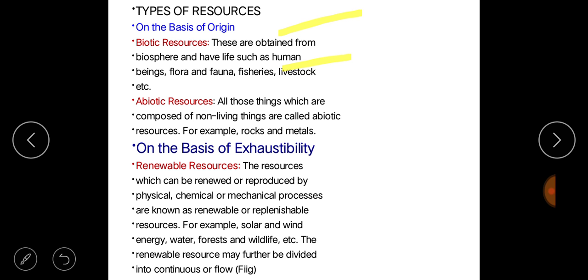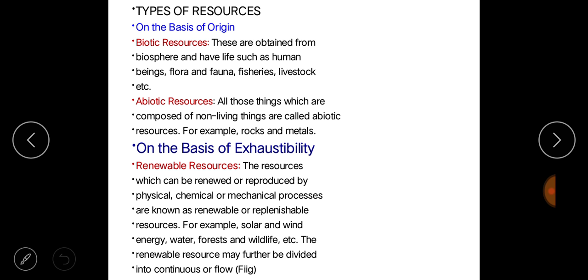And abiotic resources are all those things which are composed of non-living things, for example rocks and metals. This is the classification of resources on the basis of their origin.